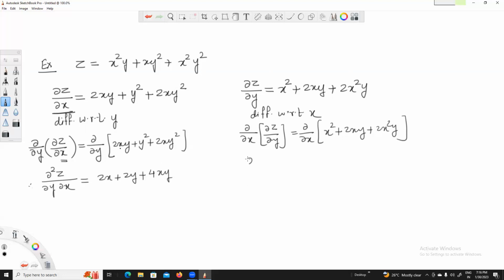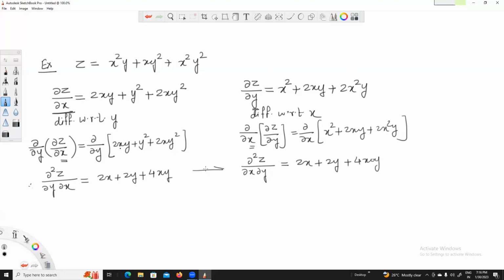So here, what is this notation? Second partial derivative of z with respect to now x and y. Now here we have differentiated with respect to y first and then with respect to x. All right. Right hand side differentiated with respect to x. So y is constant. Derivative of x square with respect to x, 2x, plus y constant. Derivative of this is 2y, plus y constant, x square derivative 2x. So you'll get 4xy.